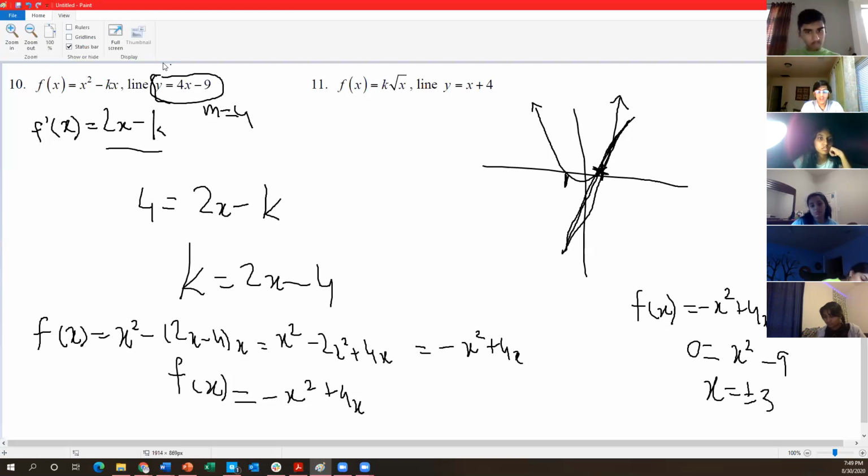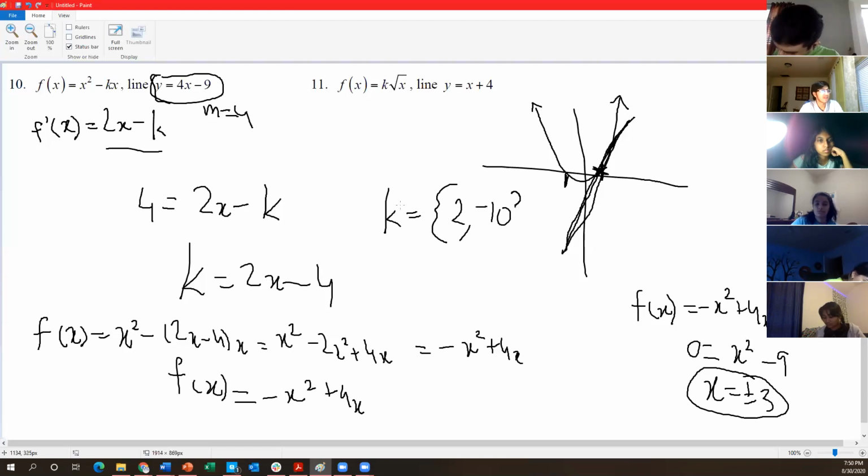Okay? Now, why is this important? Because now I can literally just plug this into what k is. So k has two possibilities. If I plug in plus 3, this will be positive 2. If I plug in minus 3, times 2 is minus 6, minus 4 is minus 10. So I get that k is equal to 2 and negative 10.